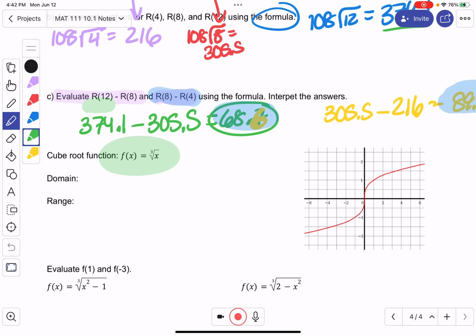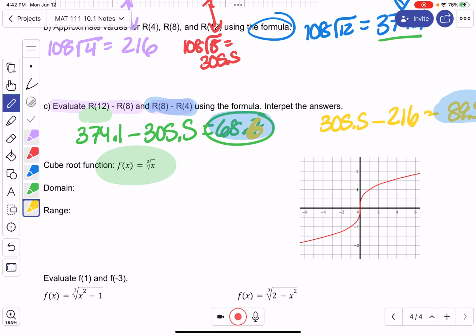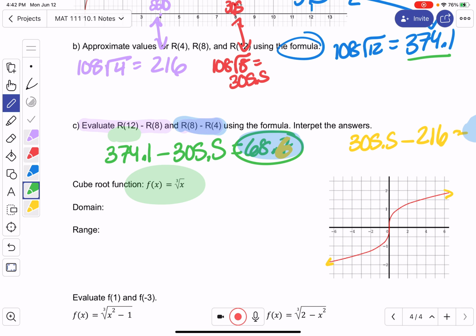Cube root of x. We talked about how with odd indexes, you could get any number, positive or negative. So it makes sense that this graph would go forever in both directions, making the domain negative infinity to infinity. We can plug any number in there. And in turn, the range is also negative infinity to infinity because it would go up and down forever.